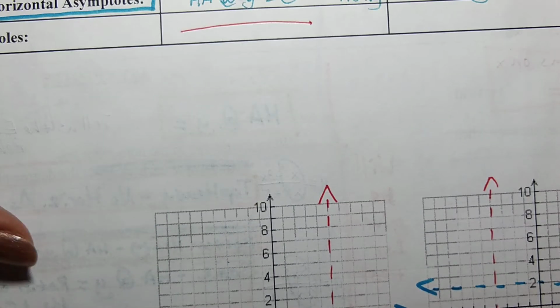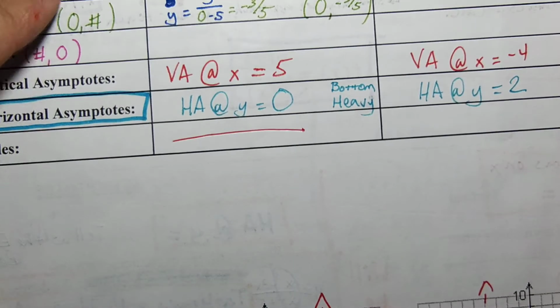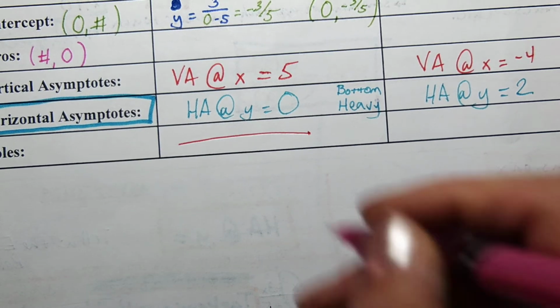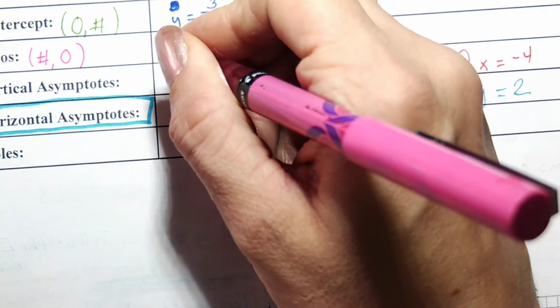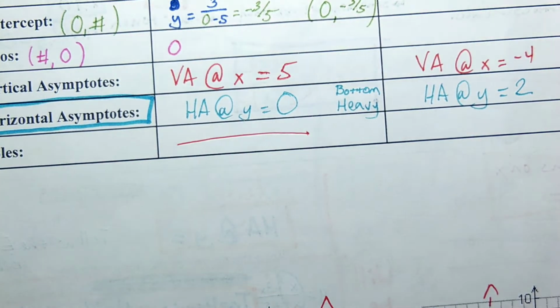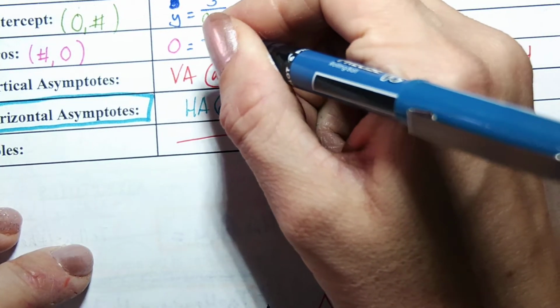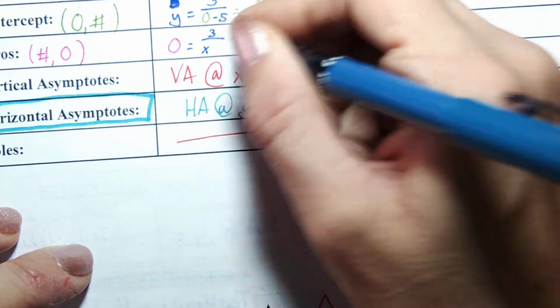Same thing we are going to do with our x-intercept. We are now going to take 0 and plug it in for the y value. So if I plug in 0 for y, this gives me 3 over x minus 5.